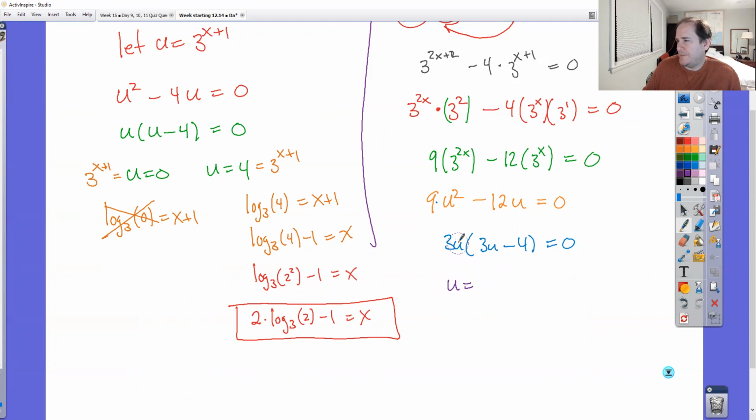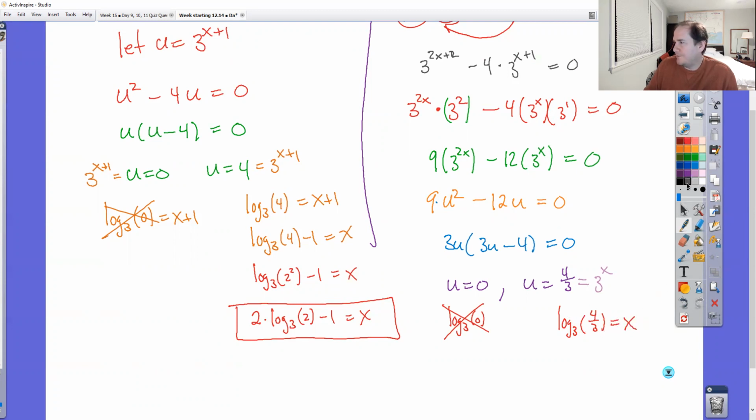So for u, we get the same solution out of here of 3, but over here we get a different solution. We get a solution of 4/3. Which is going to be fine because when we set that equal to 3 to the x, and we take the log, if we tried to solve the other solution again, it's going to be extraneous. We're going to end up with log base 3 of 0, which is undefined. But over here, we get log base 3 of 4/3.